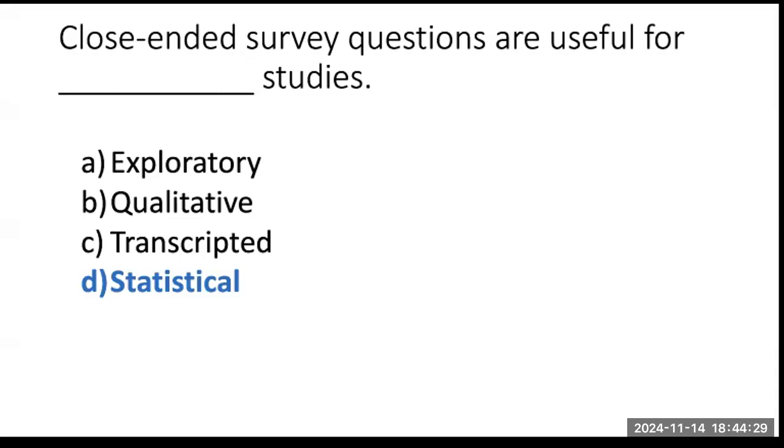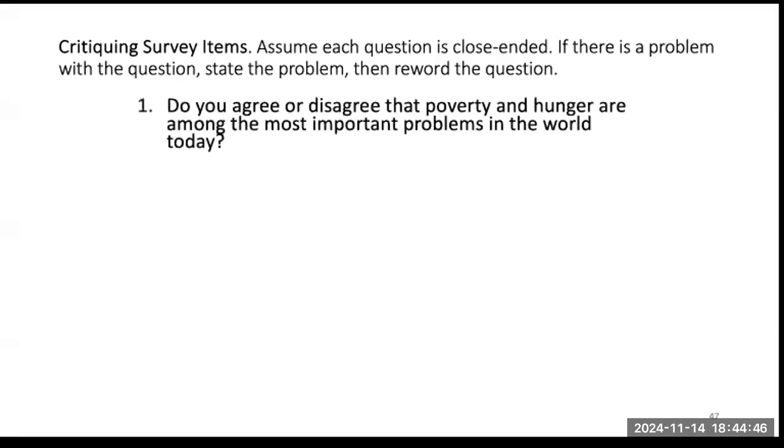Any questions about this one? All right. Let's assume each of the following questions is closed-ended, meaning a multiple choice question. If there's a problem with the question, state the problem and reword the question. If there's no problem, say so. Do you agree or disagree that poverty and hunger are among the most important problems in the world today? Is there a problem with that question, or is it fine the way it is? You can just unmute and say. Any problems with it?